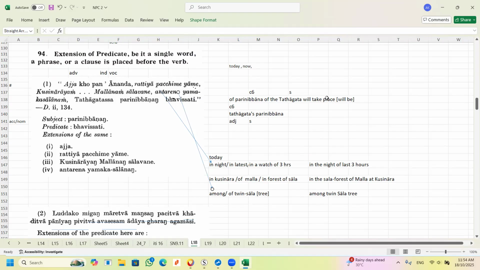Then the Tathagata's Parinibbana will take place. You continue from here to here: in the night of the last three hours, in the Sala forest of the Mallas at Kusinara, among the twin trees. This one you continue, first, second, third, fourth, finish. So this is the whole thing lah. It tells you the rules only lah. That is the important part.